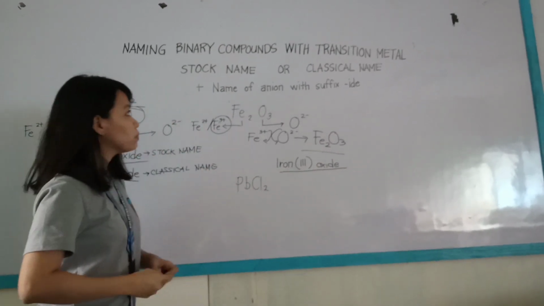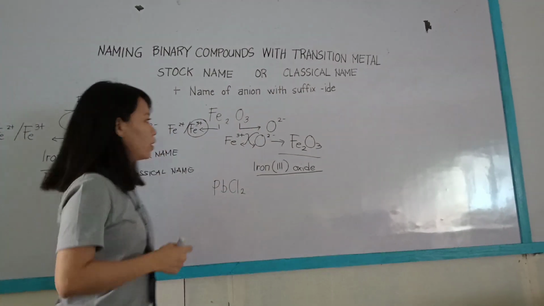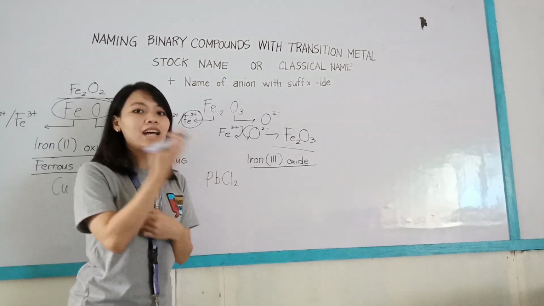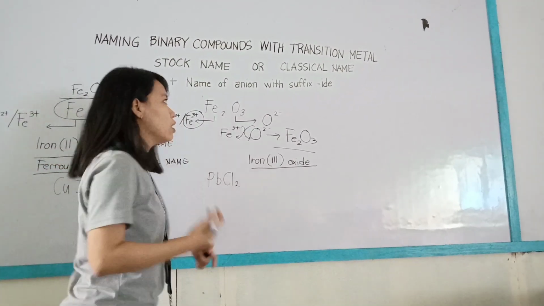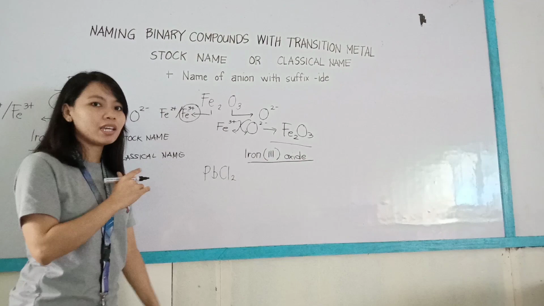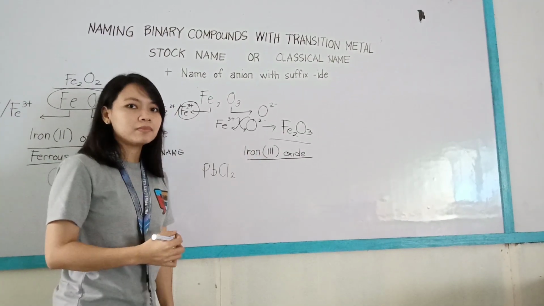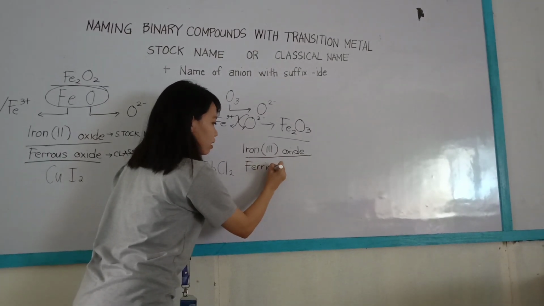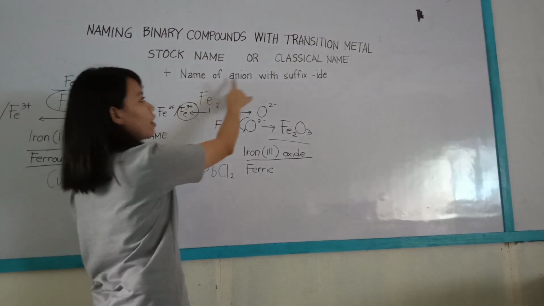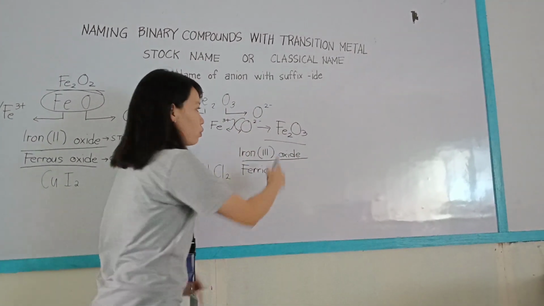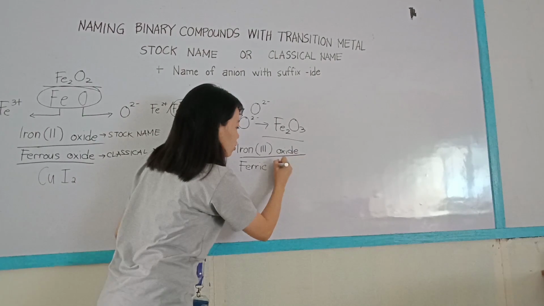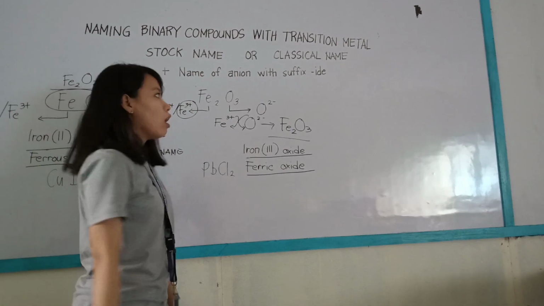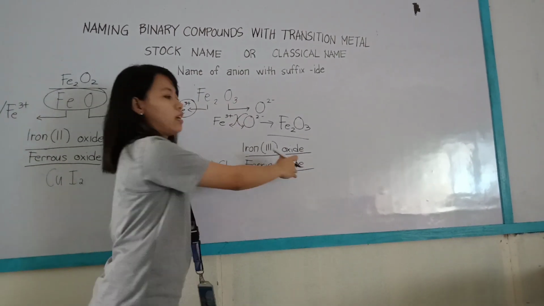Okay? So, next naman, for classical name. So, classical name, once again, titingnan nyo lang din ulit siya sa table na pinakita kanina sa naunang mga slides. So, ano ba ang name ng Fe or iron 3? Okay, so we have ferric. And then, once again, sundan nyo lang ng name of an ion with the suffix -ide, which is, in this case, we have oxygen or oxide. So, this is the classical name of this compound, ferric oxide.